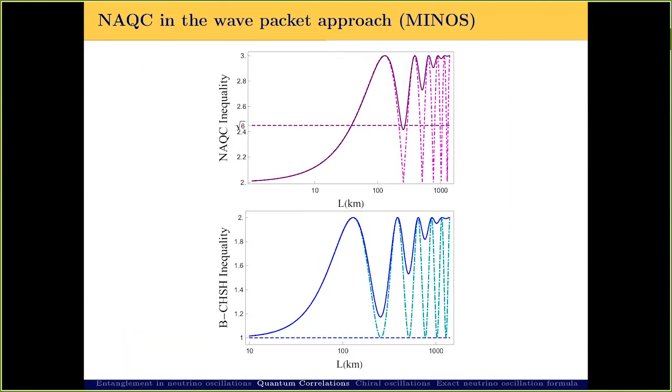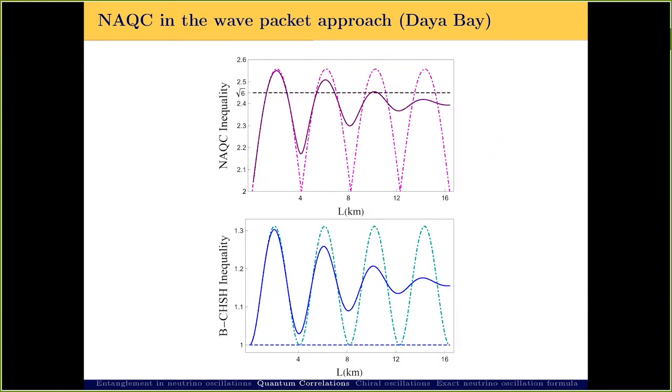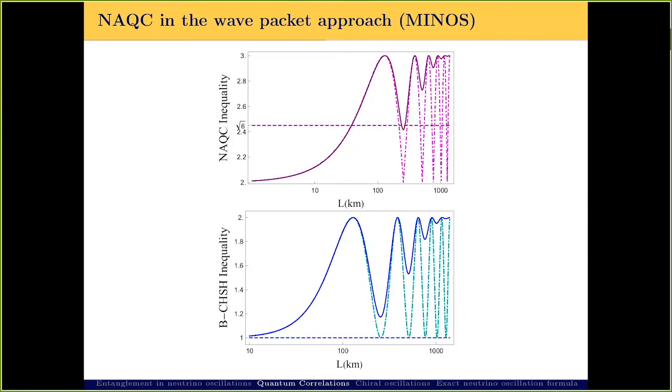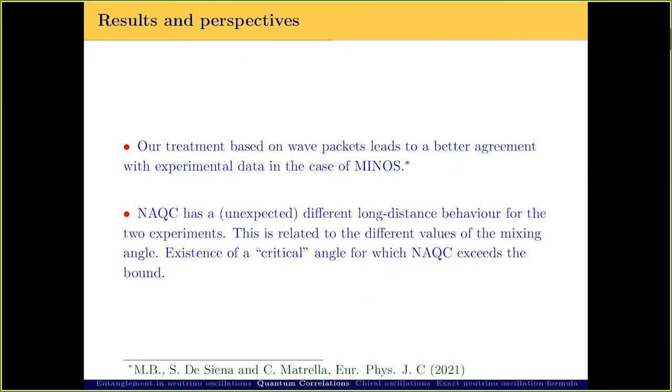And we observe a very interesting phenomenon. In the long distance, the non-local quantum advantage in MINOS is violated, it's above the limit. In the case of Daya Bay it is not violated. This is very interesting. So we found that this is related to the mixing angle only. It's a function of the mixing angle, and we found a critical angle for this. This is published here. But again, we don't know now operationally what this means. It should necessarily have something to do with something you can do more in one case than in another. Clearly, the mixing angle is bigger in the case of MINOS.